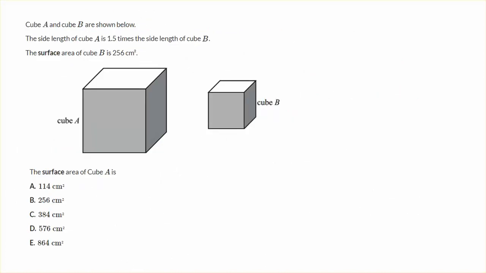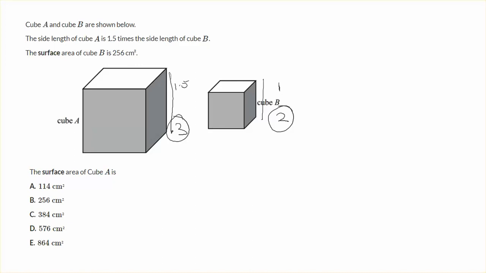All right, this time we have side length of cube A is 1.5 times the side of B. Okay, so I could call this one and this 1.5. Or I don't want to work with decimals, so I might call this 2 and this 3, because 2 times 1.5 is 3. So side length A is 1.5 times bigger than side length of cube B.